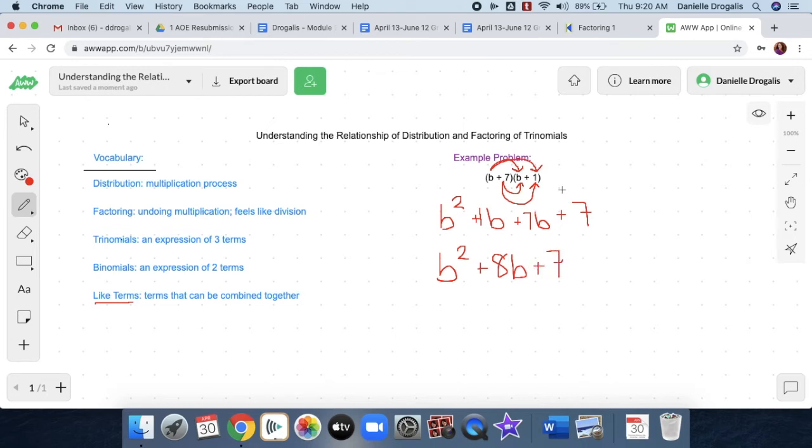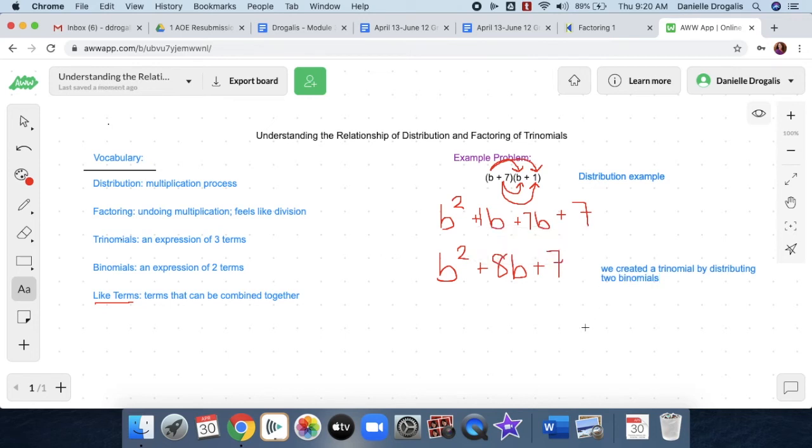And so what we did there was distribution, right? So we did, and maybe I'll just type that in real quick. This was a distribution example that we just did. And what we created was a trinomial. So we created a trinomial by distributing 2 binomials. So that's the work that we did there.